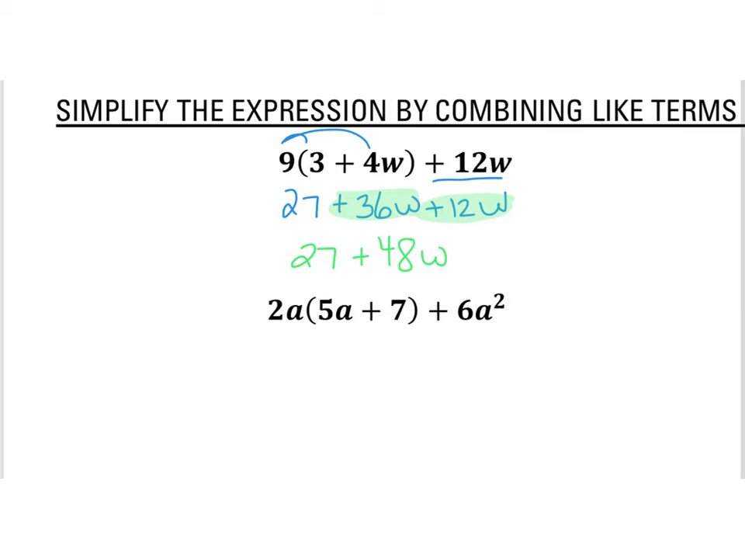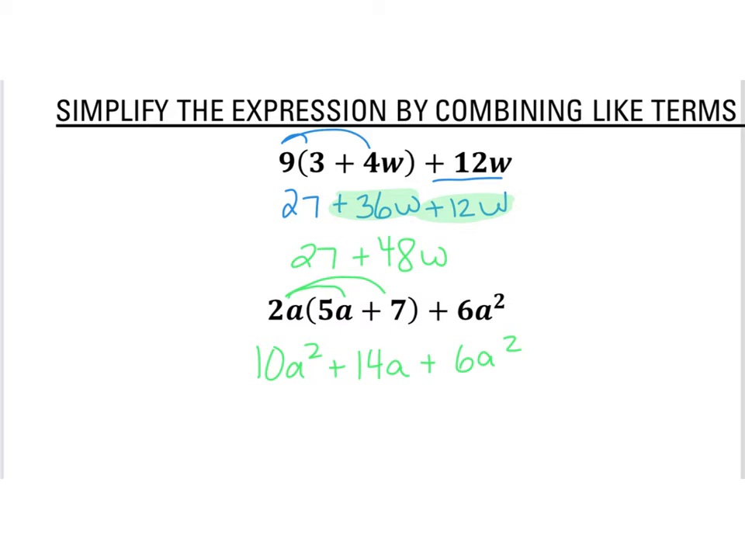Okay, we're going to do the same thing for the bottom one, but we're multiplying a 2a inside our parentheses. So 2a times 5a would give me 10a squared, remember because you're doing a times a, plus 2a times 7 would give me 14a, and then plus 6a squared. And then again, we're going to combine like terms here.